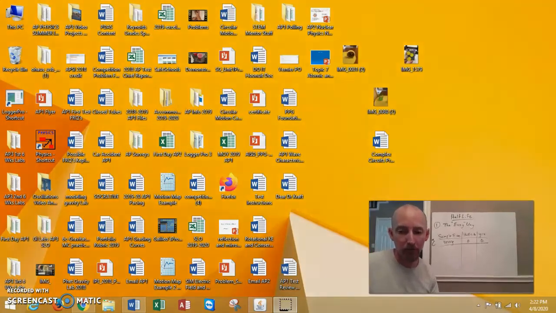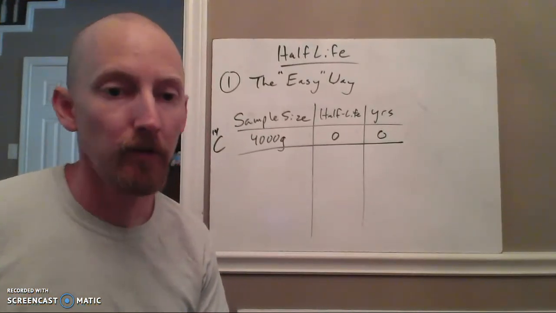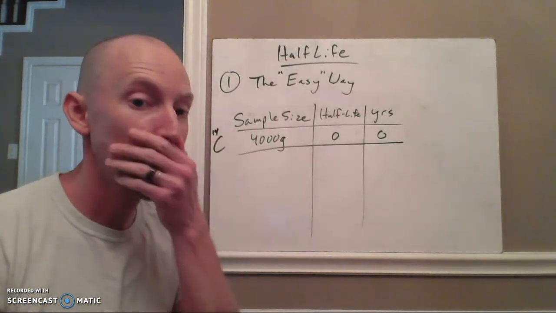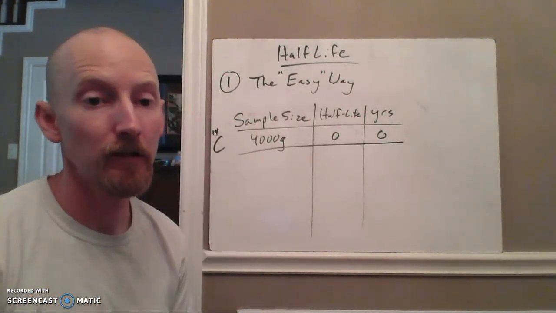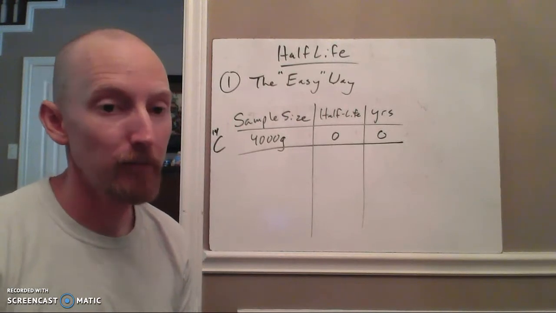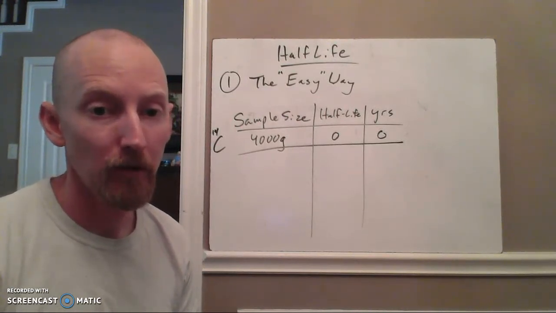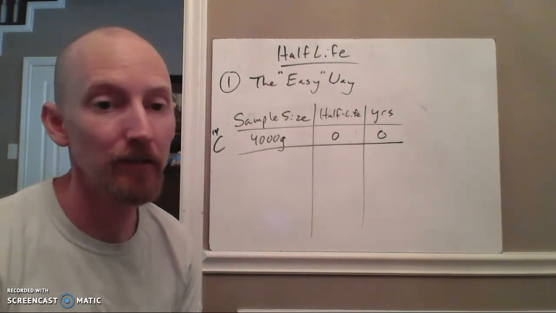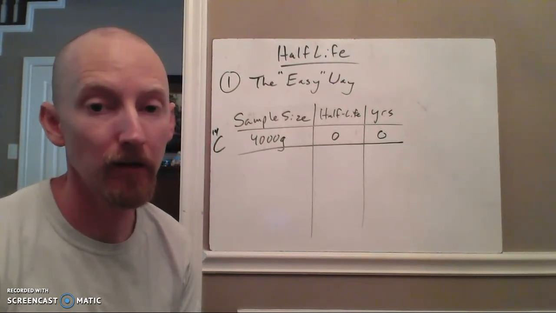Let me make myself bigger here. So in this video, we're going to talk about half-life. There's two ways to do this. I'm just going to talk about the easy way first. I would have done this in class. So let's say we have a radioactive sample. Maybe it's carbon-14. We have a sample size, a certain mass, let's say 4,000 grams, right?